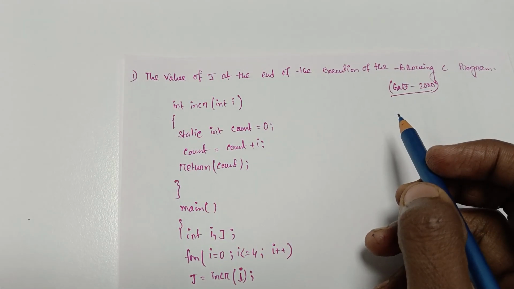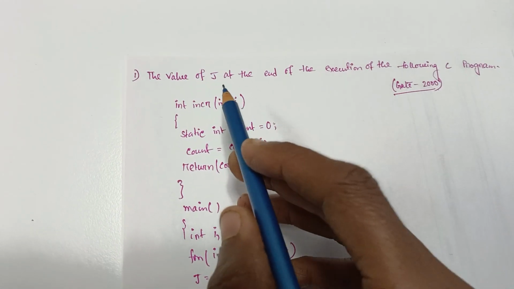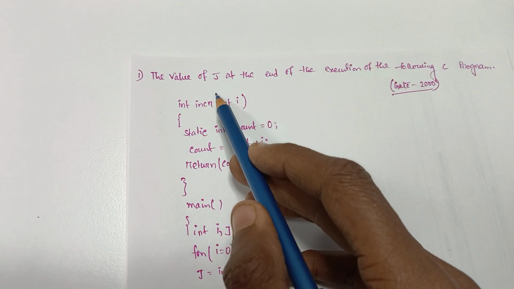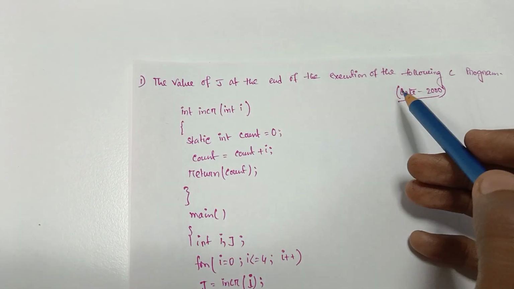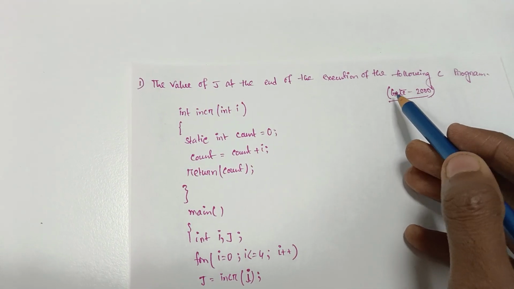Guys, welcome to another question on C programming. Here we can get the value of j at the end of the execution of the following code. This question came in GATE 2000.